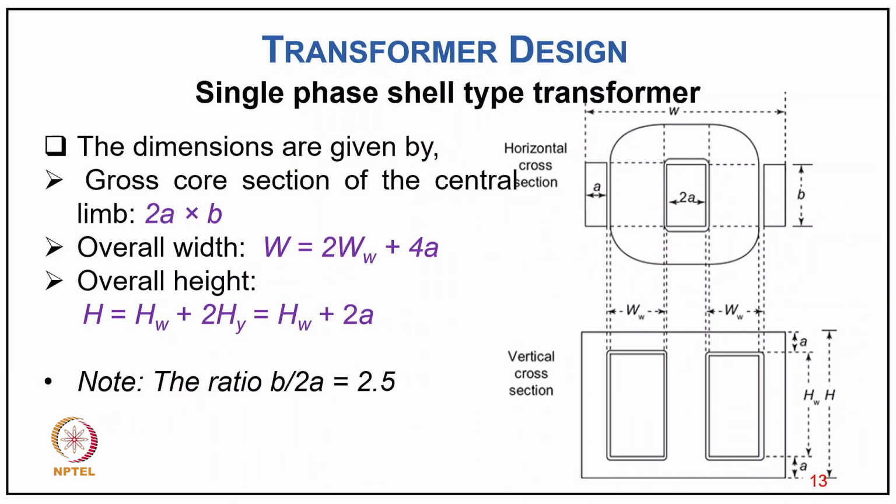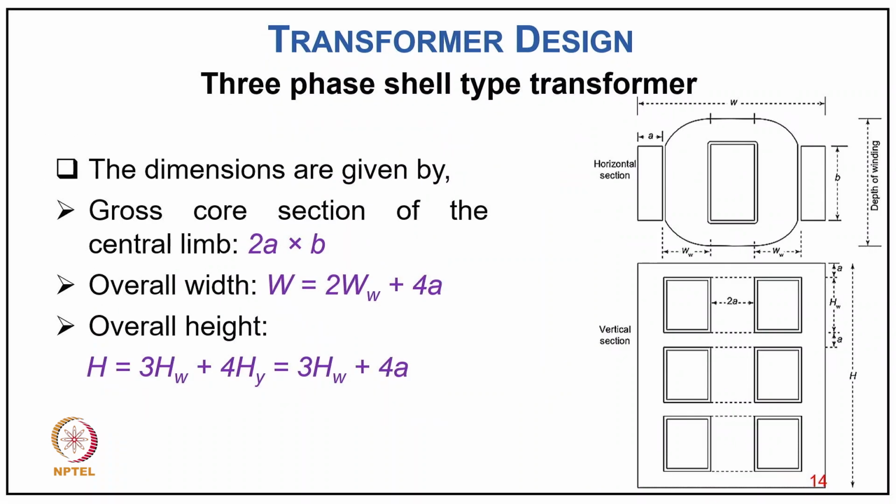Now in case of single phase shell type of transformer, as you see in the figure, typically you can call it the gross core section of the central limb is equal to 2a into b, and overall width W equal to 2w plus 4a, and overall height H equal to hw plus 2hy, that is equal to hy plus 2a. So note here the ratio b upon 2a is equal to 2.5 in general we take it.